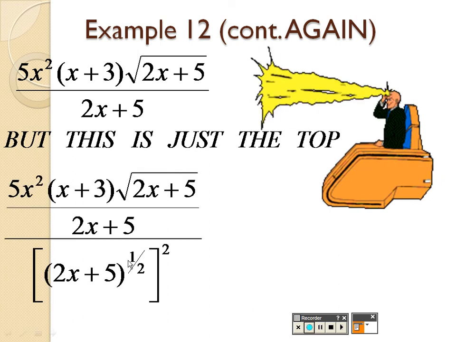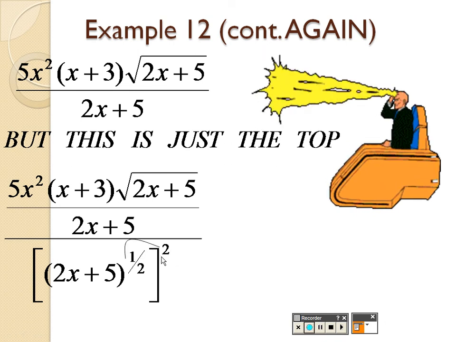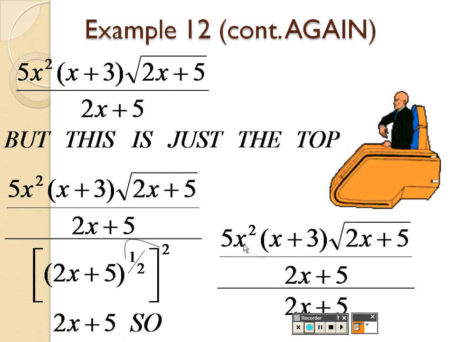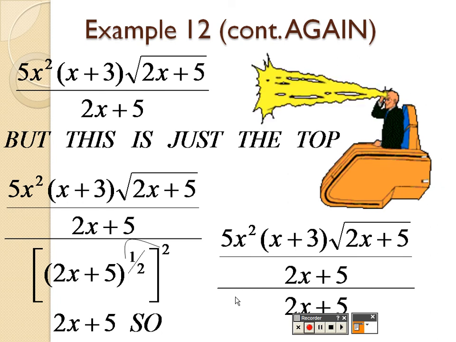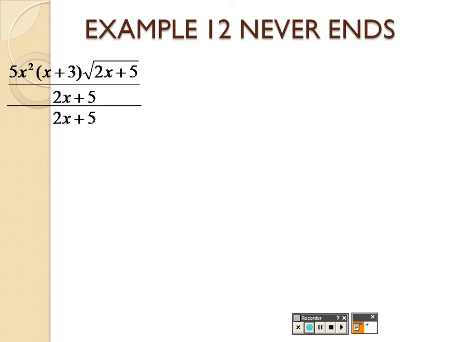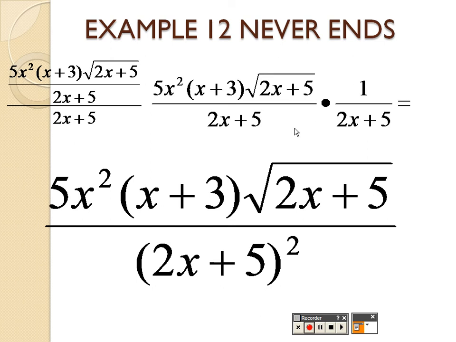The bottom is this. So a half squared, that actually cancels out, leaving you with just a 2x plus 5 in the bottom. So really, what you're looking at is this all divided by 2x plus 5 divided by another 2x plus 5. Well, remember what I told you? The fraction on the bottom, you can also multiply by the reciprocal. And yes, this example will never end. And this actually, 2x plus 5, there's two of them, so it's squared. And finally, there is your answer with all of that simplified.